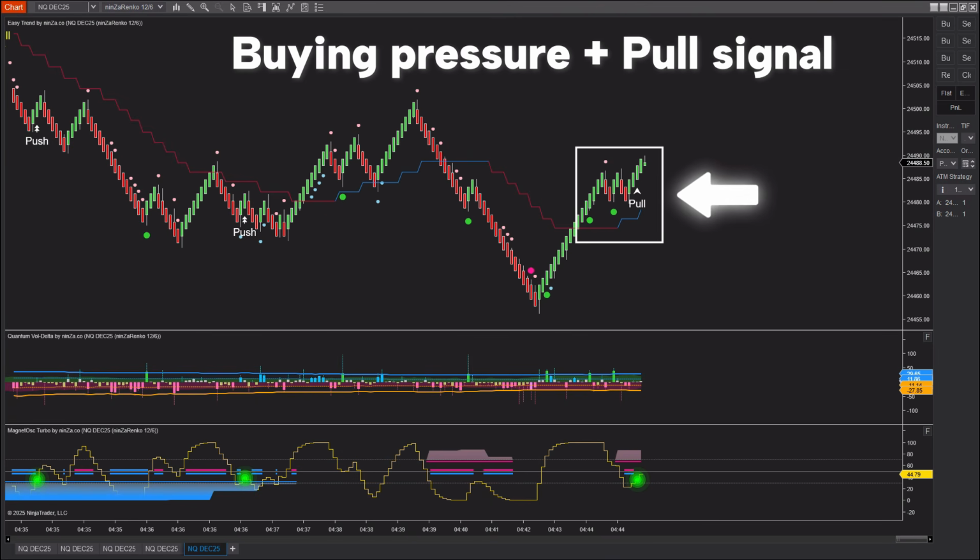Right here, we've just received a buy signal from Magnet OSC Turbo. What's really interesting is that just before this signal, we had two consecutive candles showing strong buying pressure. Together, these factors paint a very clear picture. The uptrend is still intact, momentum has kicked in, and buying pressure is supporting the move. This is a perfect example of how the elements in our checklist align to give us a high-quality entry point.